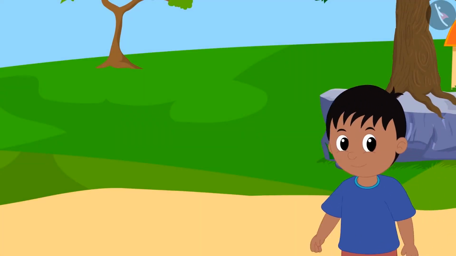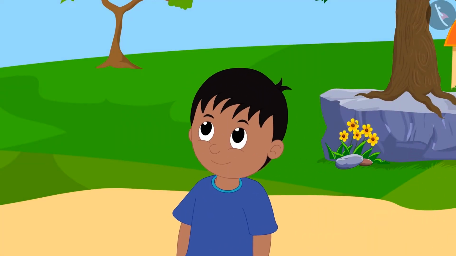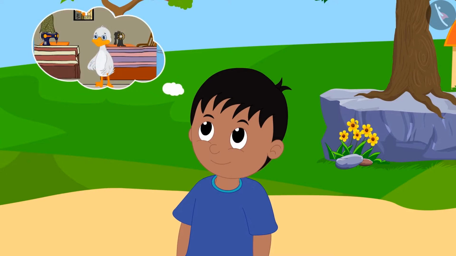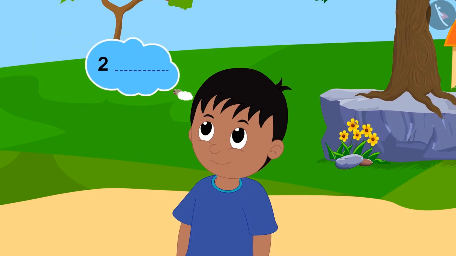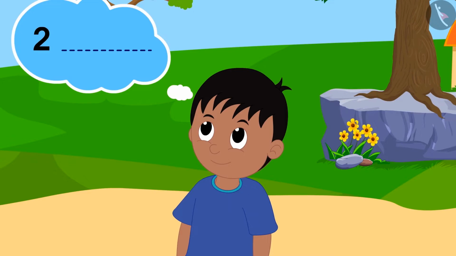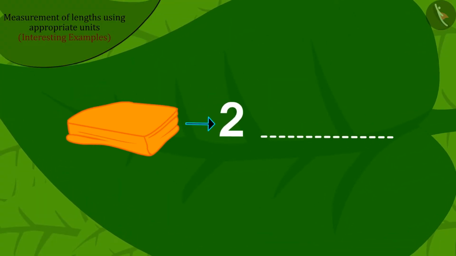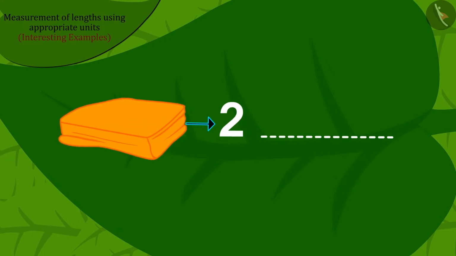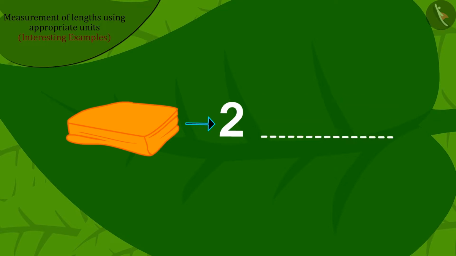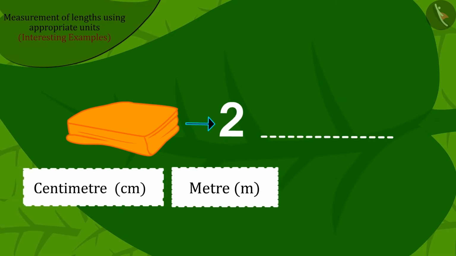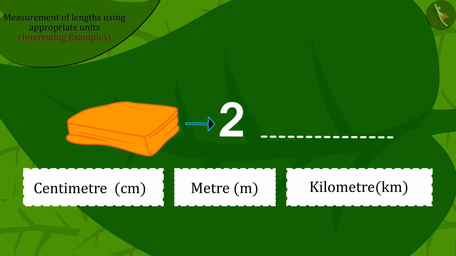When he was returning home, he remembered that he had to go to the uncle's shop. But he only remembered the number 2 from the measurements his father had given him. Kids, can you tell Raju that what units should be used to measure the cloth for his father's shirt? Centimeters, meters or kilometers? Which one should be used?